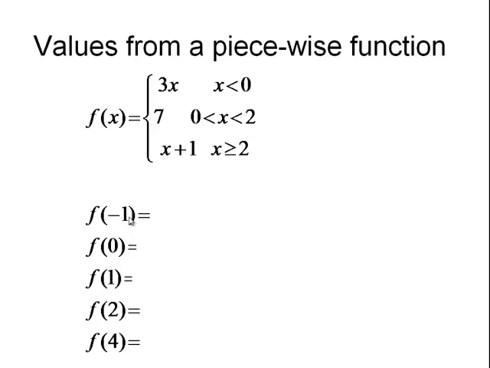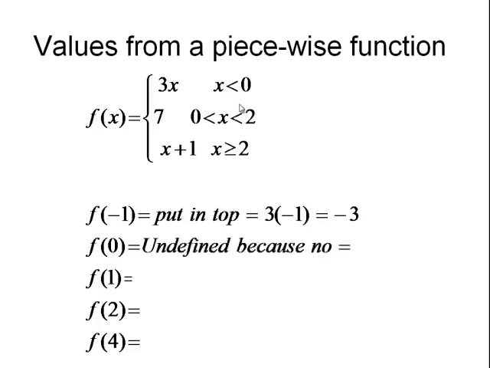Okay, negative 1. We look over here. Negative 1 is less than 0. So we're going to plug it in. 3 times negative 1 is negative 3. 0, well, this says less than 0. That says between 0 and 2. There's no place for 0, so there's no definition on that one. It's not defined.